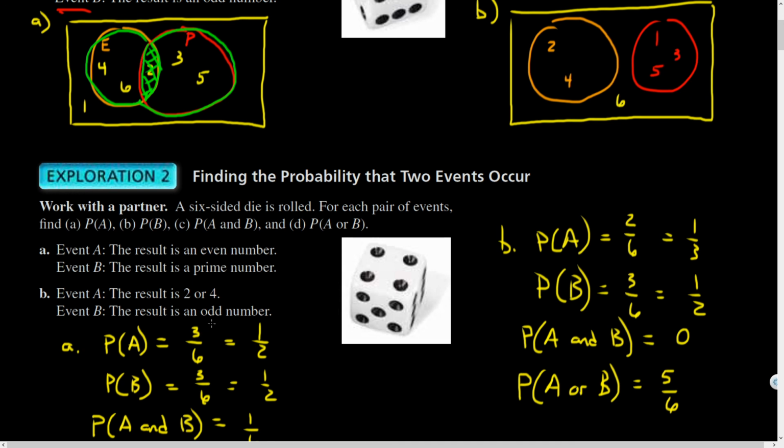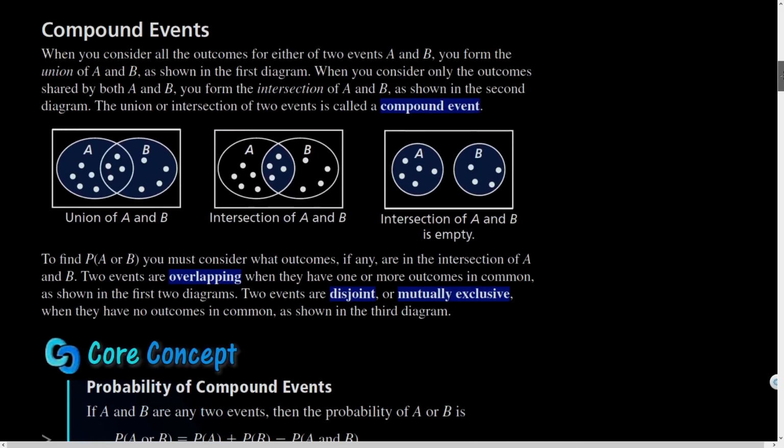I can't simply add 3/6, 3/6 and get 6 out of 6 because that didn't take into account that there was this non-A or B scenario. All right, so here we go.